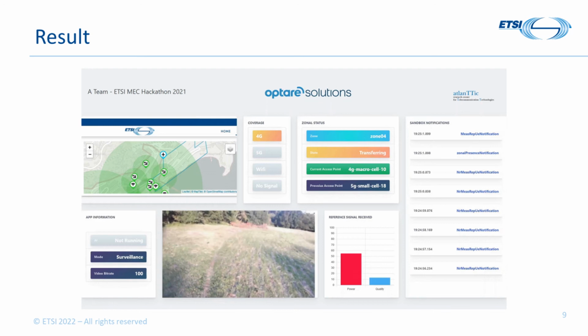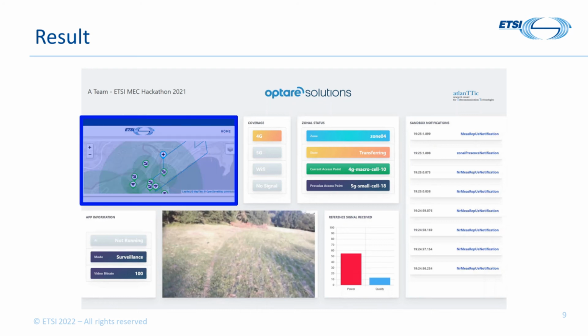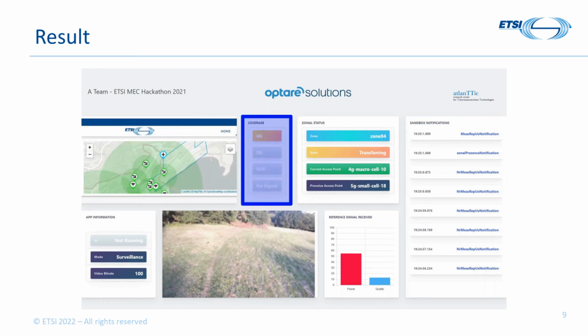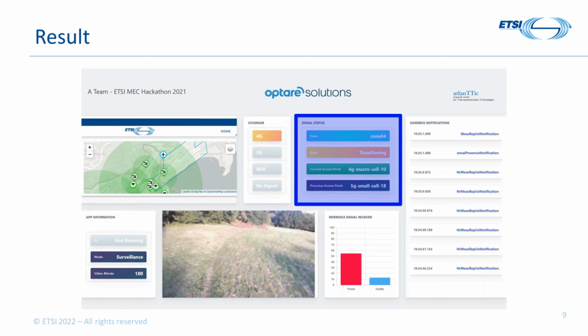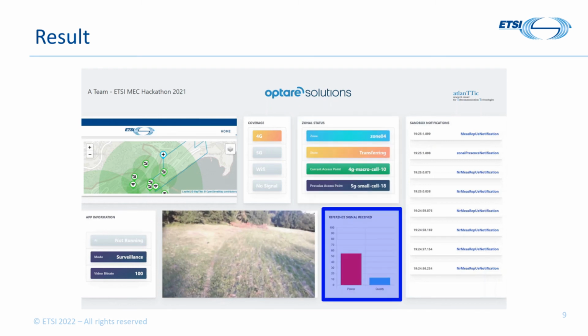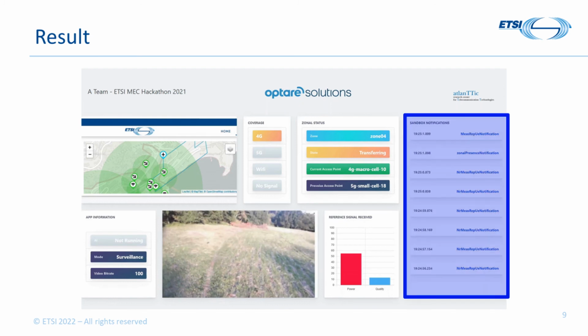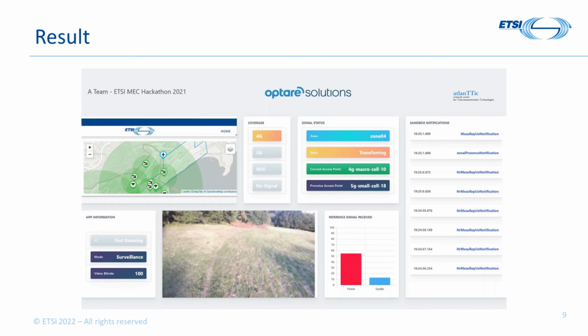With all these notifications received by the application, we could know in real time the position of the drone, the coverage type of the area where the drone is passing through, the zonal status information, the current and previous access point, entering or leaving, etc., the power and quality of the received signal, and the notification received from the MEC services. This information is used by the application to dynamically adapt its behavior based, for example, on the coverage and quality of the signal.